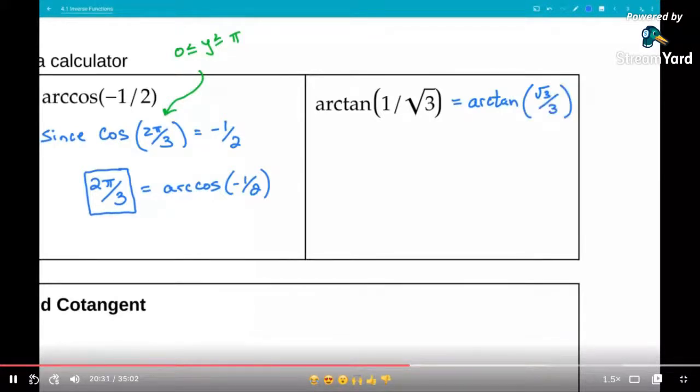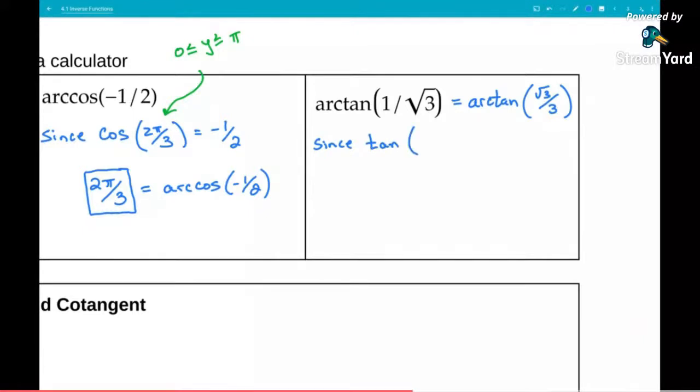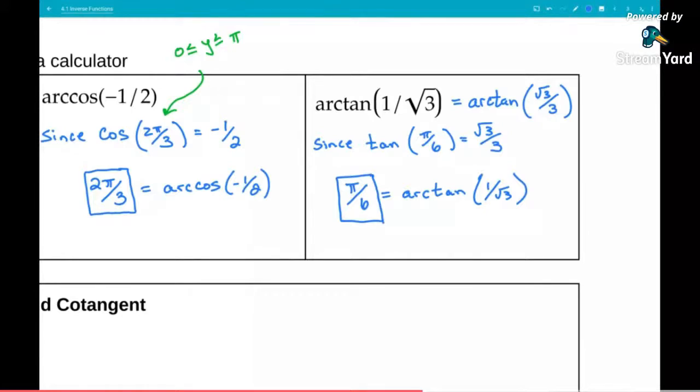So to find the arctan, the first thing I wanted to recognize is that I needed to rewrite this by rationalizing. So that was my first step. And now I need to find an angle of rotation whose tangent is square root of 3 over 3, and that angle of rotation has to be between negative pi over 2 and pi over 2. So the answer to that is pi over 6. Therefore, pi over 6 is the arctan of 1 divided by the square root of 3. And just reminding you, this angle, this y value, must be between negative pi over 2 and pi over 2.